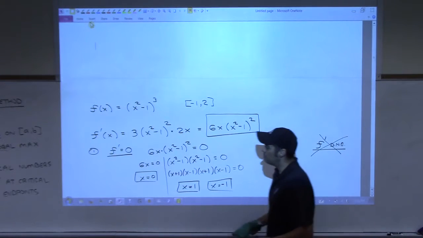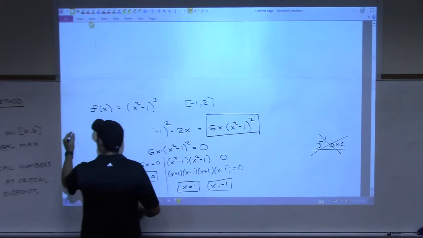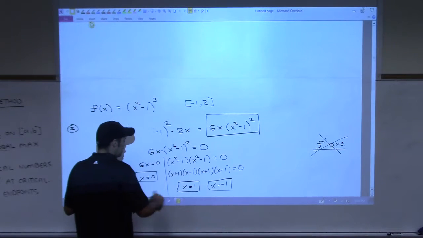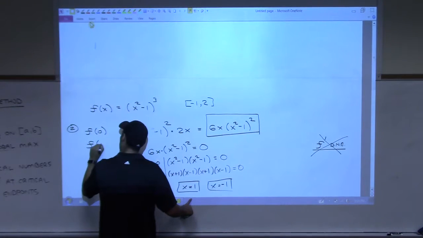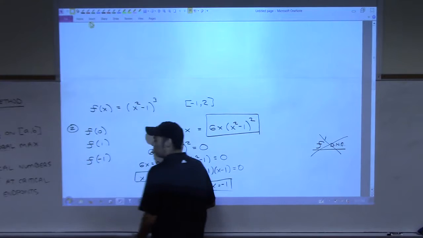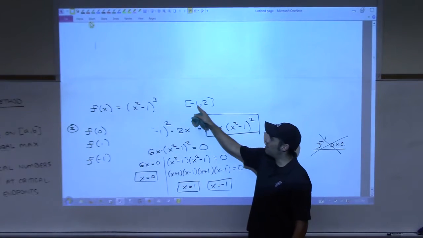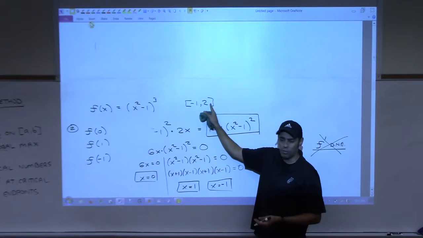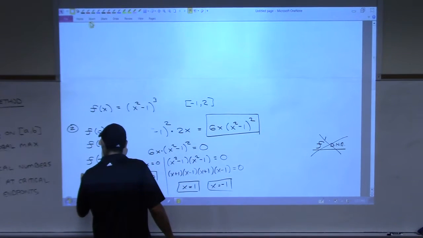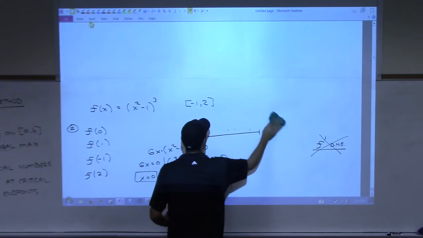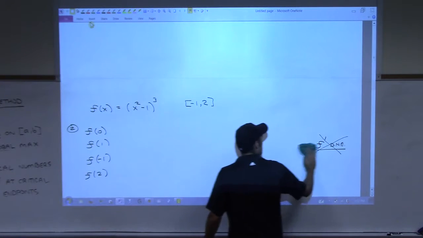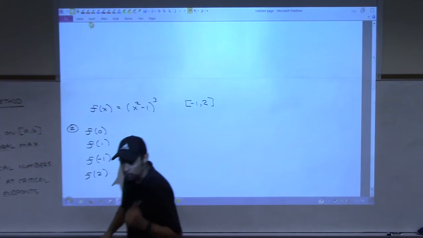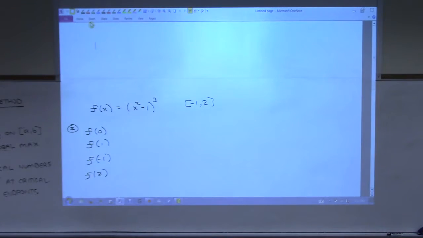So now I'm going to write down step 2, which is to evaluate my function at all of my critical numbers and the endpoints. So let me get these. I have f of 0, f of 1, f of negative 1. Those are my critical numbers. And then I need the 2 endpoints, negative 1, which I already have up there, and 2. Go ahead and break your calculators out if you need them and figure those out. And while you're figuring those out, I'm going to graph this and see if we get the correct answer.